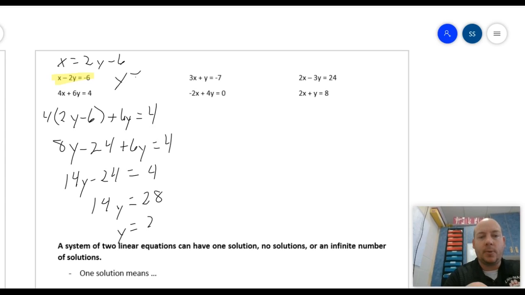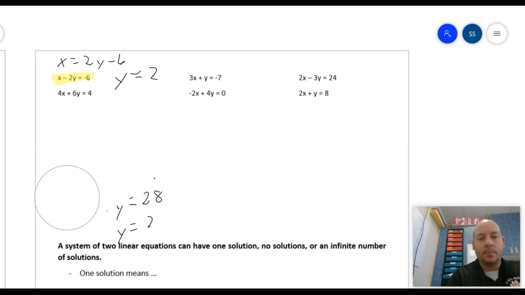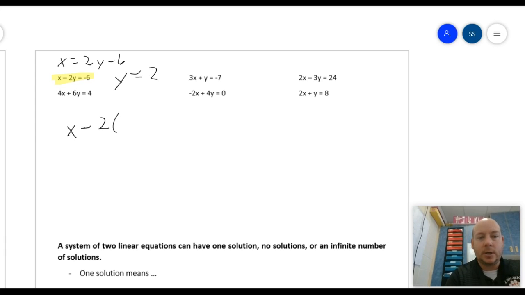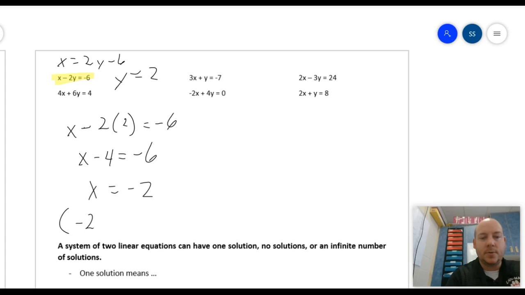All right, now that I know what y is, I can solve for x. So I'm going to take the first one. So x minus 2 times 2, since that's my y value, equals negative 6. X minus 4 equals negative 6. Add 4 to both sides. X would be negative 2. Okay, so my solution would be negative 2, comma 2.